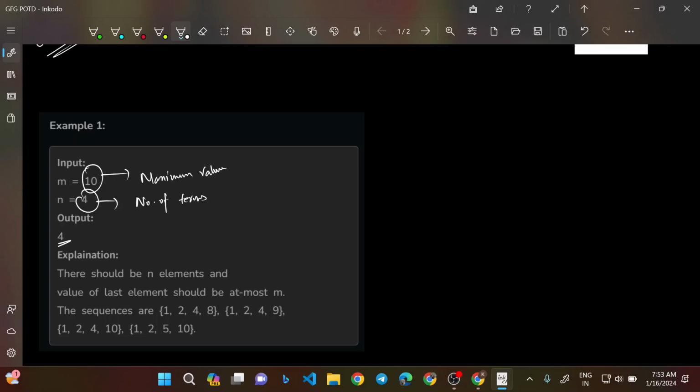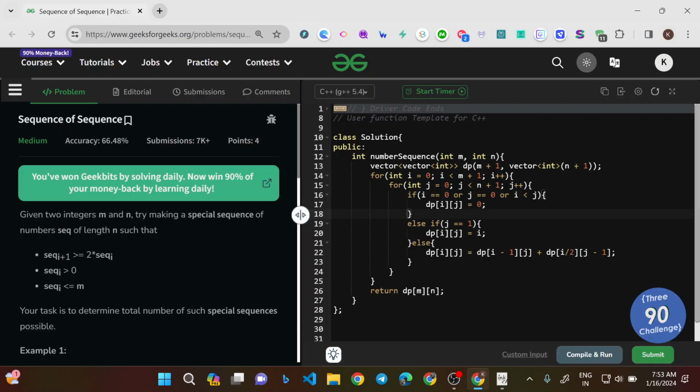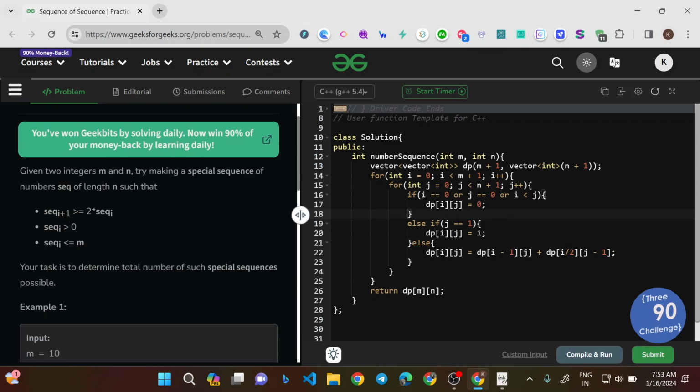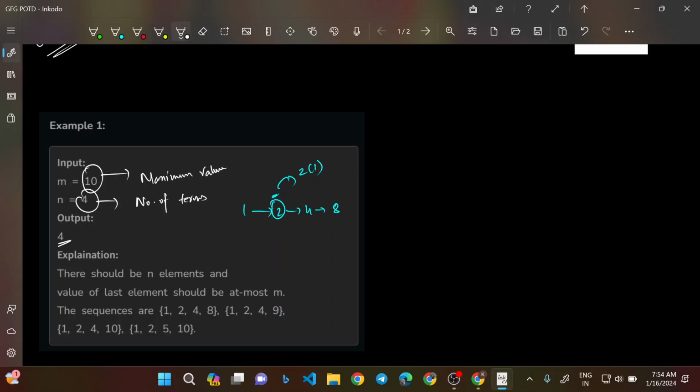How is that possible? Starting from 1, we have 2 and then 4 and then 8. But why did we come to 2? Because 2 is greater than or equal to 1, and also 2 is actually 2 times 1, isn't it? So that is the condition that has been given here: sequence of i plus 1 must be greater than or equal to 2 times the sequence of i. So whatever next term you put after 1, make sure it is at least 2 times the present term that you have.